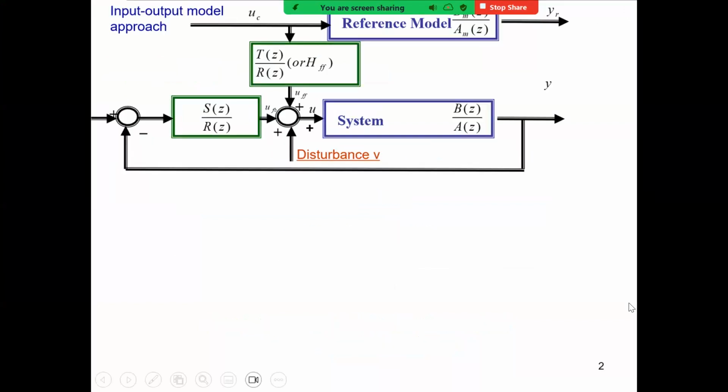Okay, let's start. Let's first review what we have learned, right? How to design a controller if you have the input output model. So you are given the plant here. You will try to design the feed forward controller and the feedback controller. Okay, what kind of procedure do you want?